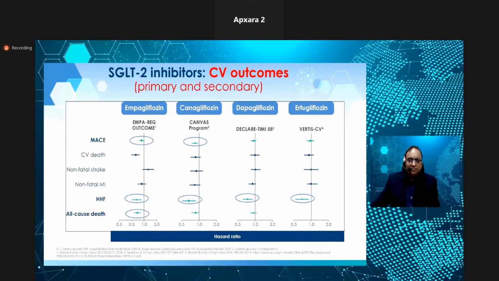So if you look at the MACE outcomes, again, EMPA-REG and CANVAS showed significant reduction in one of the components of MACE, and CV death reduction was seen particularly with empagliflozin. If you look at heart failure reduction, you see this across the board. All the SGLT2 inhibitors actually showed benefit as far as heart failure risk reduction was concerned, and reduction in all-cause mortality was seen in empagliflozin. So again, this is the rationale for using these medications in such patients.